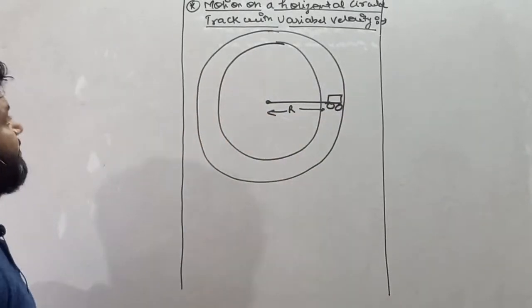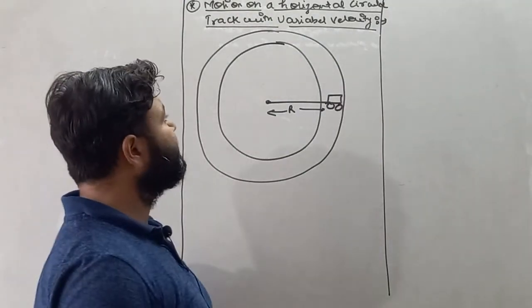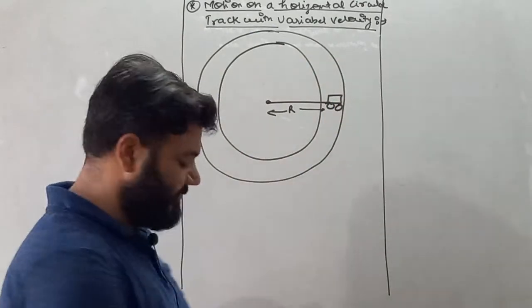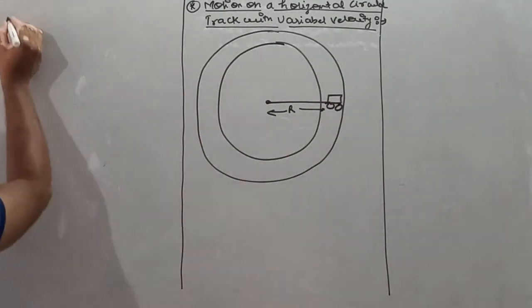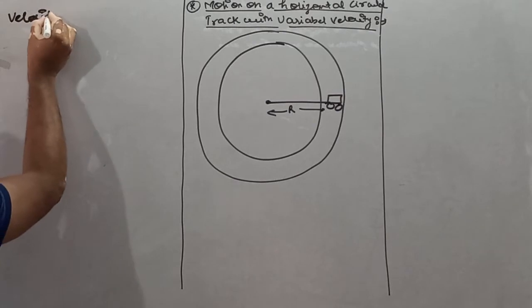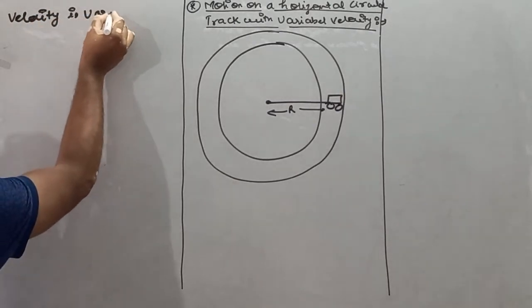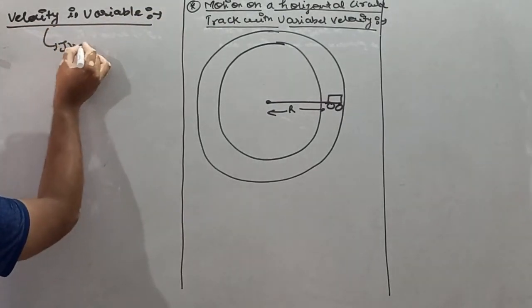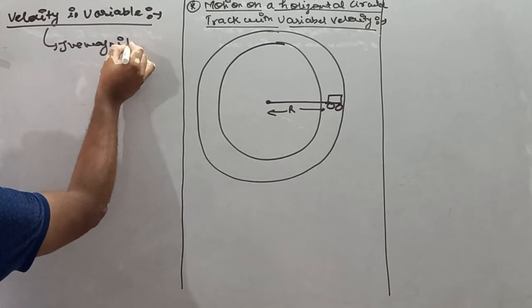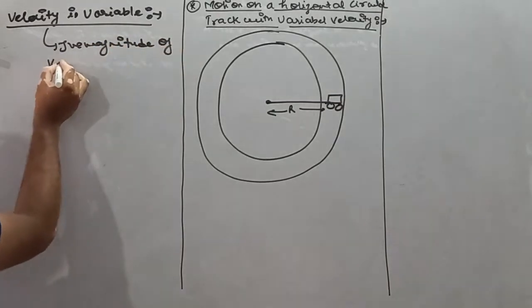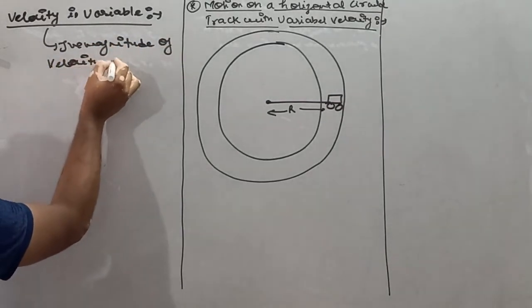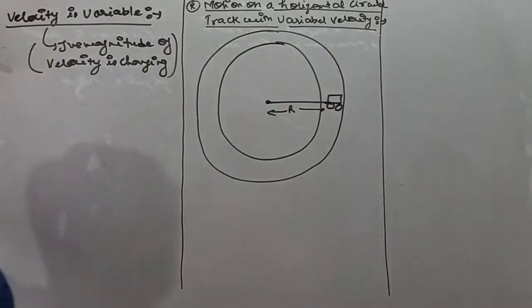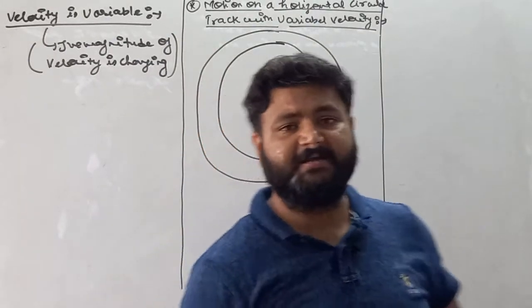Now we'll discuss motion on a horizontal circular track with variable velocity. Now the velocity is variable. So if, my dear student, velocity is variable, it means the magnitude of velocity is changing, as the velocity is variable.